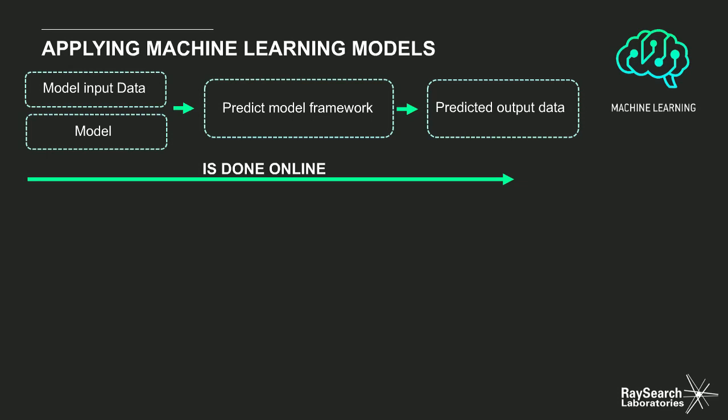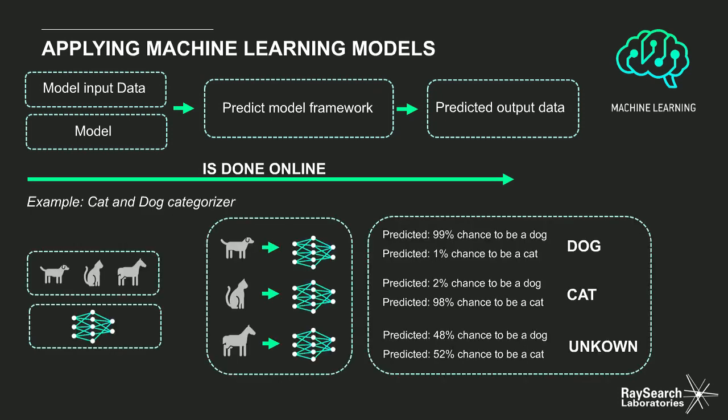Then when we want to apply this model, we have the model, but we also have some new input data. We have a framework for prediction, and then the output is the predicted output. So with this example, we feed 3 new images in there. It's a dog, a cat, and a horse.